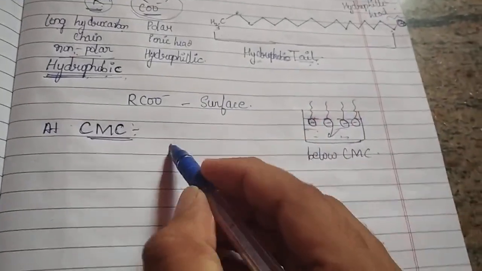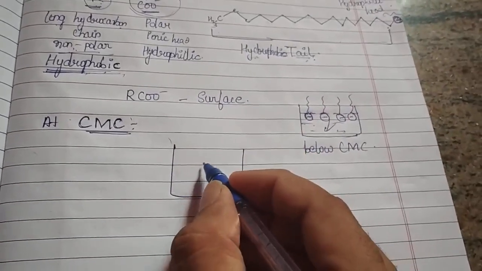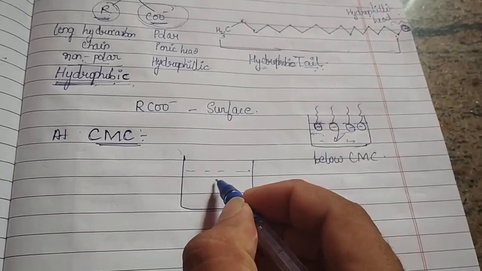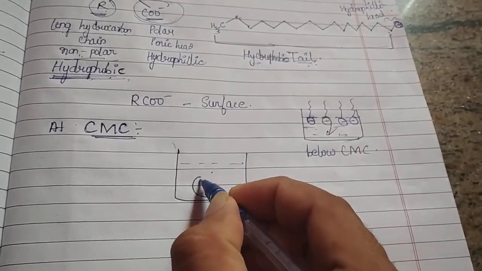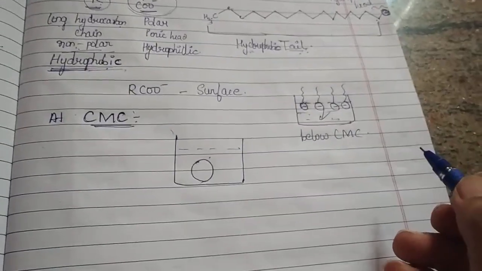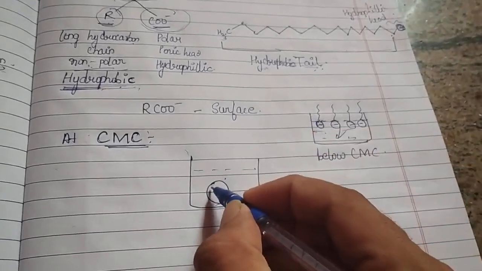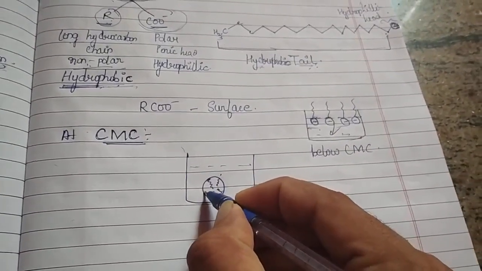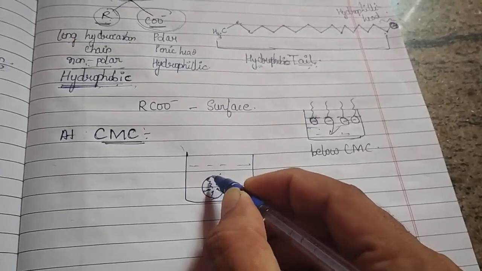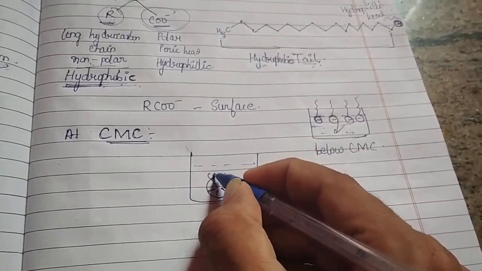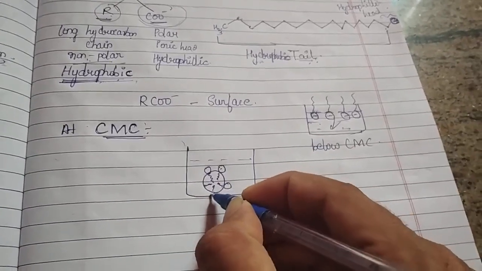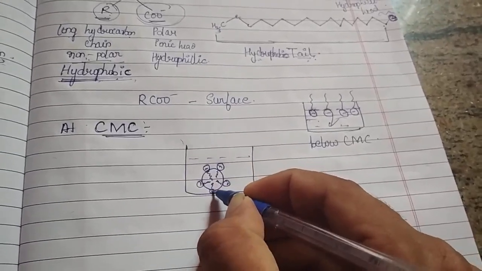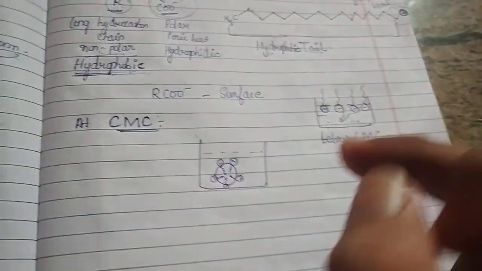So how will they be pulled? Now this is your beaker, and this is your water. These ions have been pulled inside in such a way that they form a sphere inside this solution, such that all the hydrophobic parts will be pointing towards the center of this sphere, whereas the ionic heads will be present on the surface of that sphere. So this is called micelle formation. So this is called what? Your micelle.